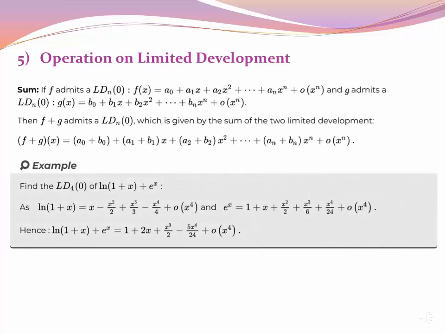Operations on limited developments. Let's start with the sum. If the function f admits a limited development of order n at 0, and the function g also admits a limited development at 0 of the same order, then the sum f plus g also admits a limited development at 0 of order n, which is given by the sum of the two limited developments. Let's look at an example of the sum of two limited developments.